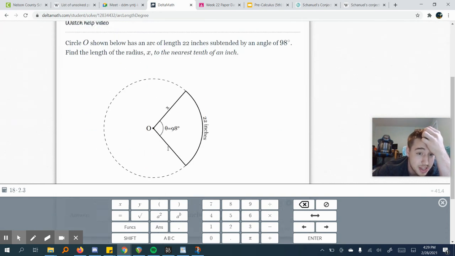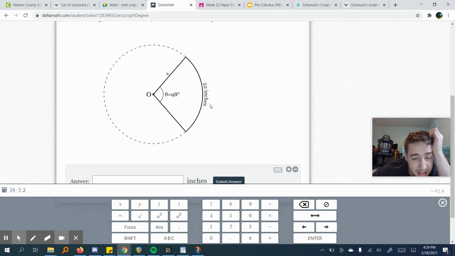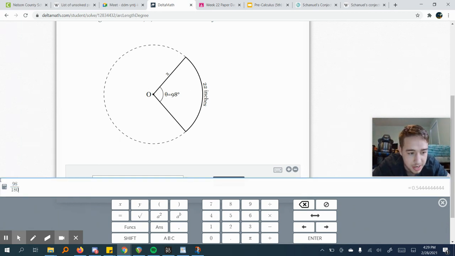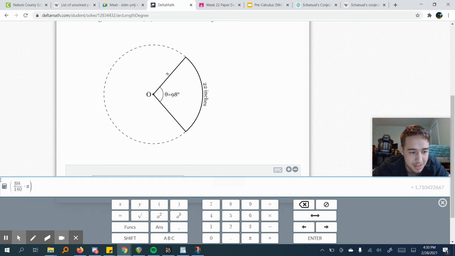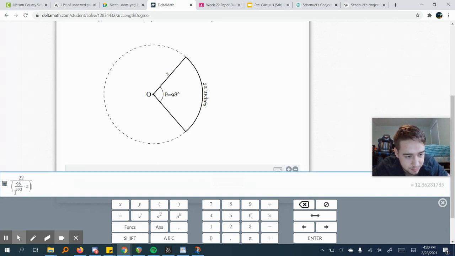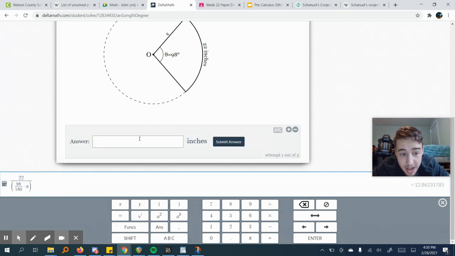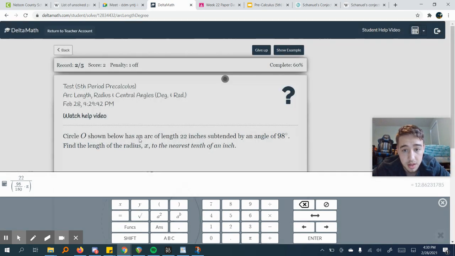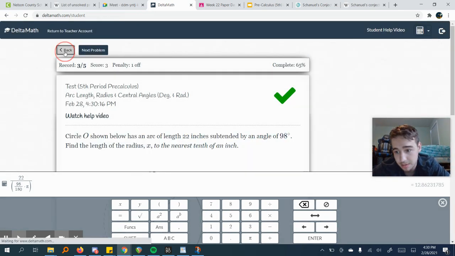This time we want the length of the radius, my mistake. So we want to divide the arc length by the angle in radians. So what we're going to need to do is take 98 degrees, divide it by 180, times pi, and we get our radian angle. So let's just throw that whole mess in parentheses because we can, and say 22 over, let me go ahead and grab that, is 12.9. That's all we have to do for that problem.